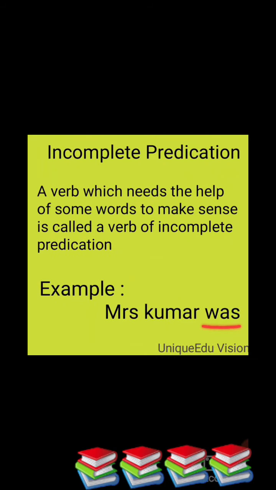Next one is incomplete predication. Incomplete predication is a verb which needs the help of some words to make sense. Here you need words, not the object. Here you need words to complete the sentence. For example, Mrs. Kumar was. You need something to complete the sentence. So these kinds of sentences are incomplete predication, where you need more words to complete a sentence.